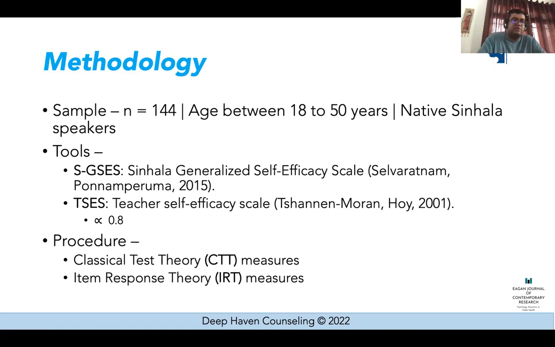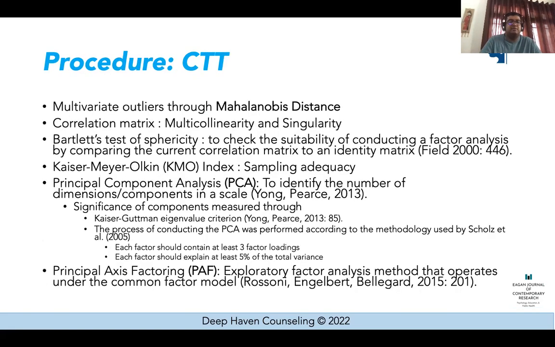The original one was by Shannon Moran and Woolfolk Hoy, but we actually did our Sinhala translation, which one of my students did. And the reliability statistics were pretty good. Then the procedure that we did was, first we took our scale through the classical test measures, and then we ran it through item response theory.